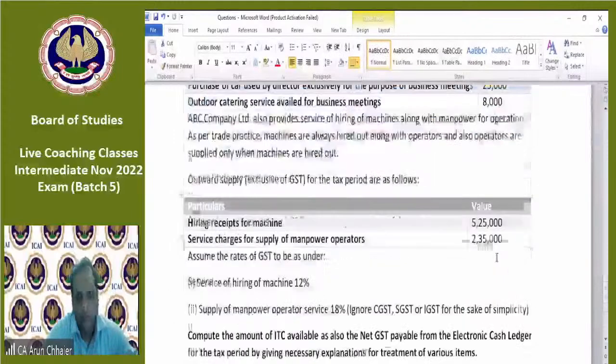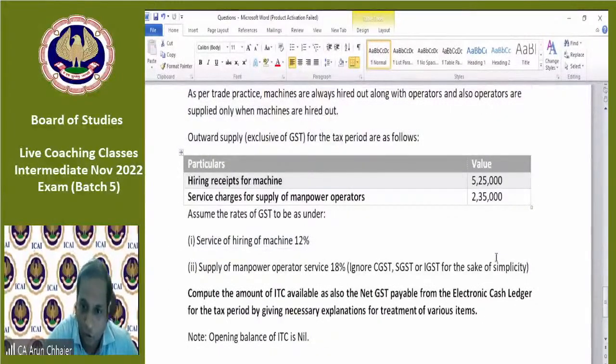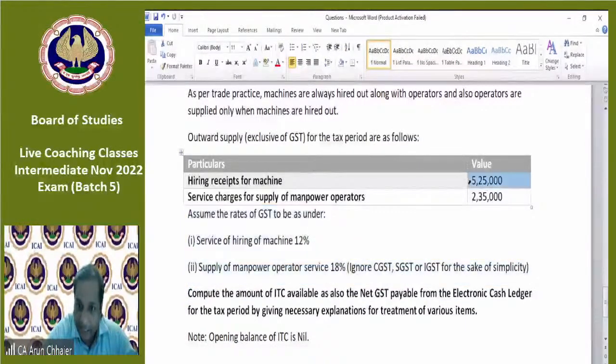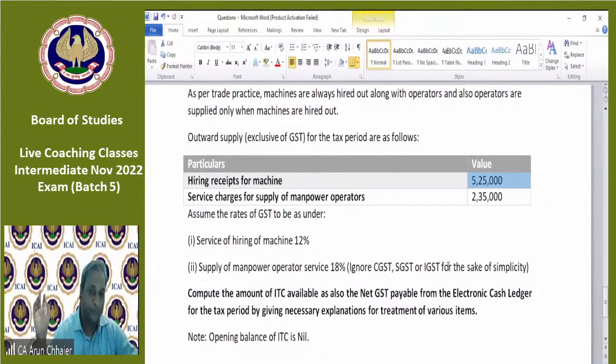82,000. Now, can you tell me the total tax liability on these supplies? I request everyone to calculate and tell me what is the tax liability in totality. See, rates of the taxes are given here. Please calculate the total tax liability on serial number 1 and serial number 2.